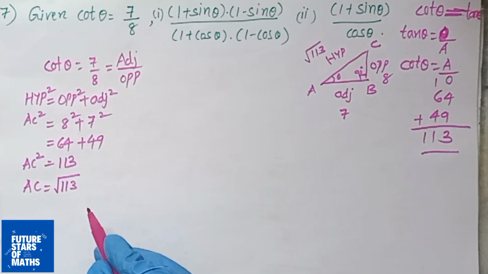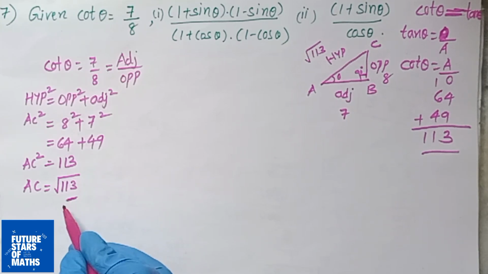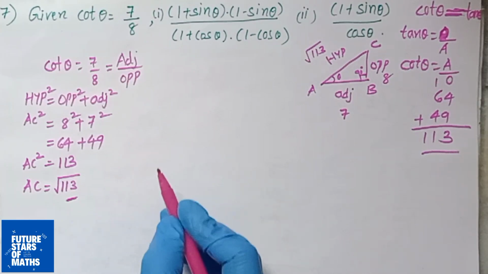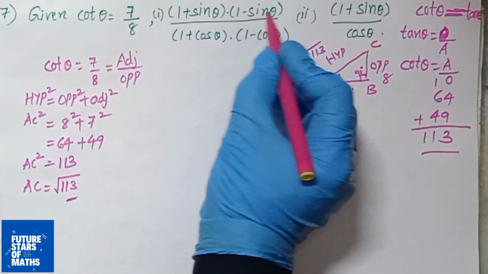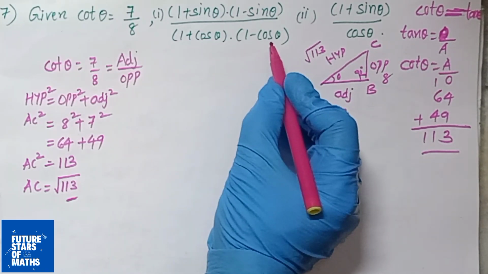We don't know the root of 113, so we'll keep it as it is since it is a prime number. No need of finding the root for this. We'll do our sum here. First, we have to find (1 plus sin theta)(1 minus sin theta) by (1 plus cos theta)(1 minus cos theta).